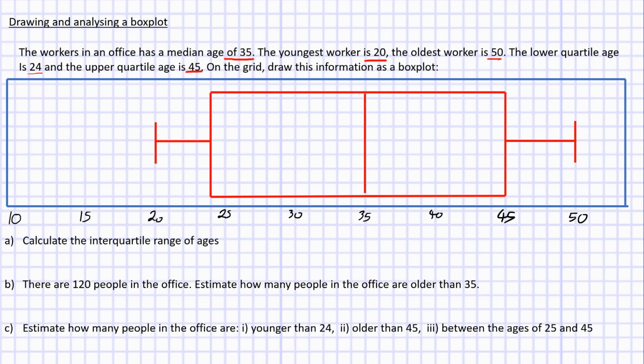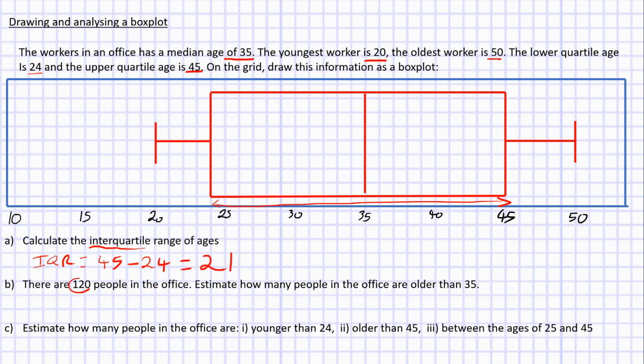I can now do some calculations. The interquartile range, as you remember from cumulative frequency, is the upper quartile take away the lower quartile. So here, the interquartile range, which we call the IQR, is going to be 45 take away 24. If you notice, that's essentially the width of the box. So 45 take away 24, giving us 21. So the interquartile range is 21.